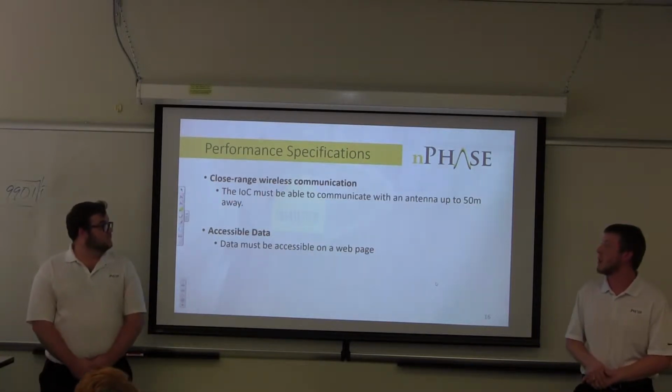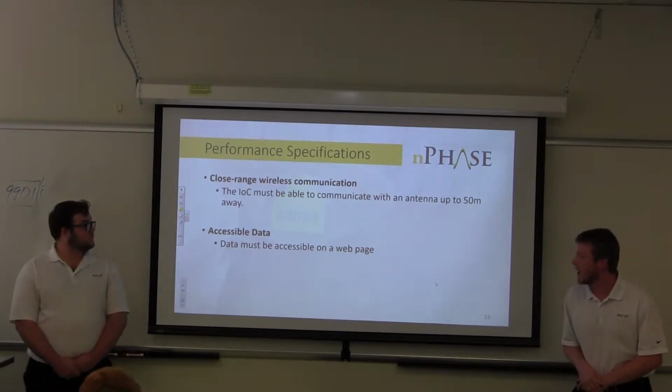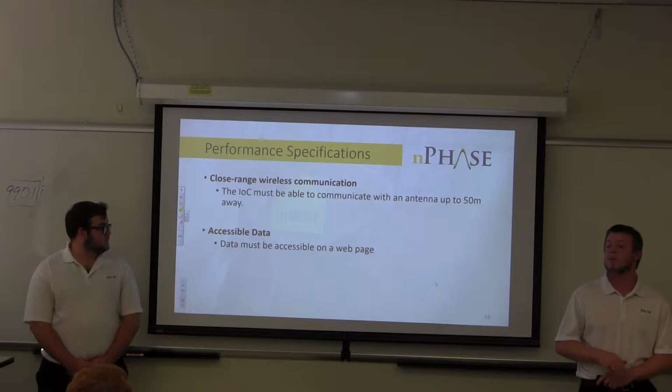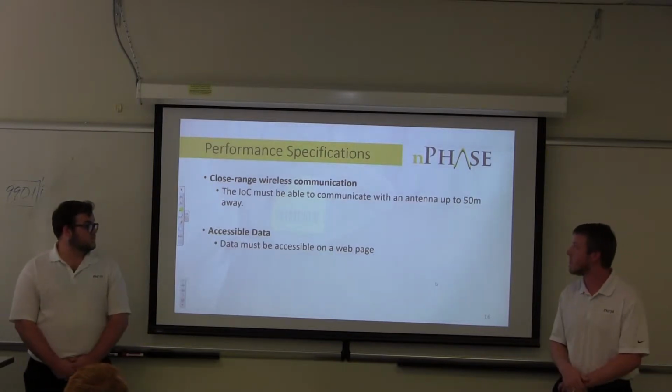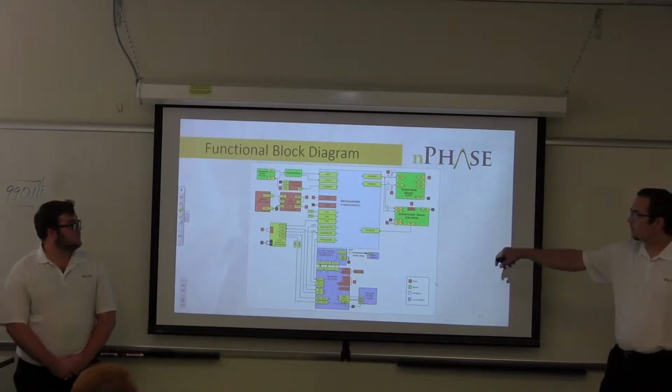We have our close range wireless communication. All the information must be within 50 meters of the cow. And lastly, all of the information will be displayed on a web page to the customer. So now we have our functional block diagram. This is just an overview of everything we have going on.